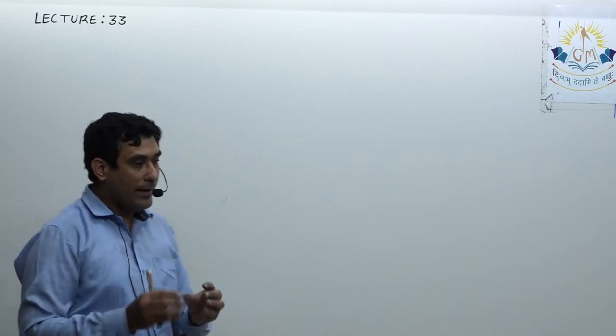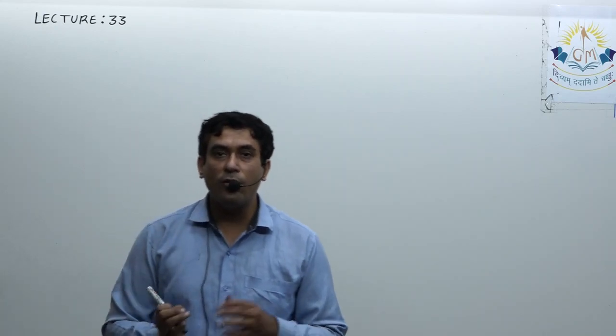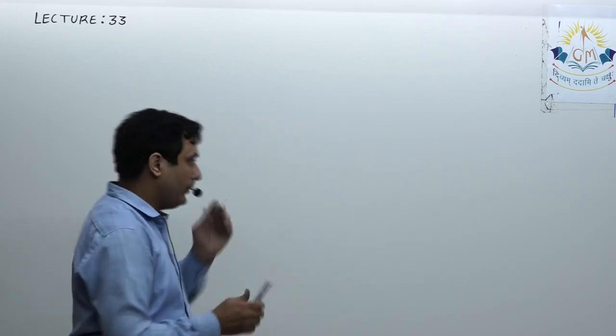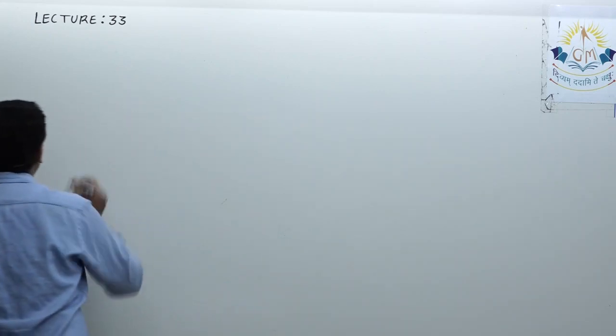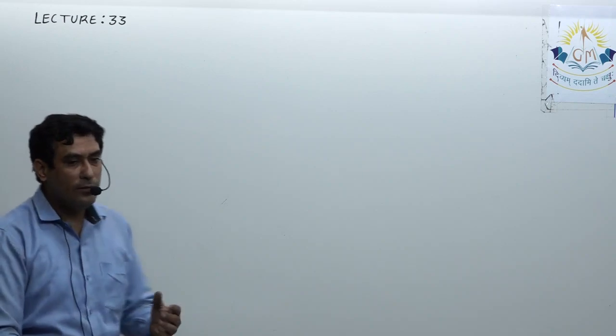Hello friends, in the last lecture we saw trigonometric ratios for the complementary angles. Now in this lecture we'll see the trigonometric identities. An identity is an expression which is true for all values of the variable. So first I will write the identities, then I will give you the proof of those identities.